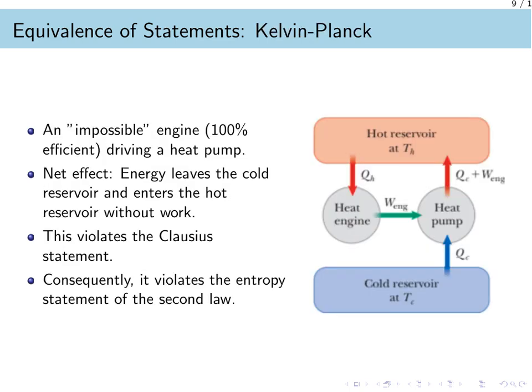Another way to show equivalence is by looking at the Kelvin-Planck statement. Imagine an impossible heat engine with 100% efficiency. If we used the work from this engine to drive a heat pump, the net effect would be energy leaving a cold reservoir and entering a hot reservoir without any external work being done. This diagram illustrates how the energy from the hot reservoir flows into the engine, produces work to drive the pump, and results in a net transfer of heat from cold to hot. This violates the Clausius statement and, by extension, the entropy statement of the second law.